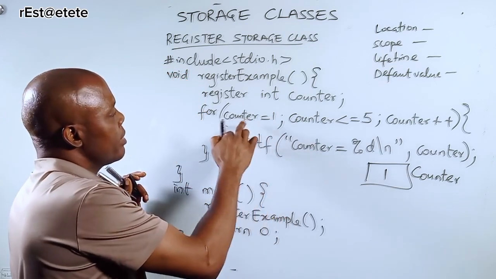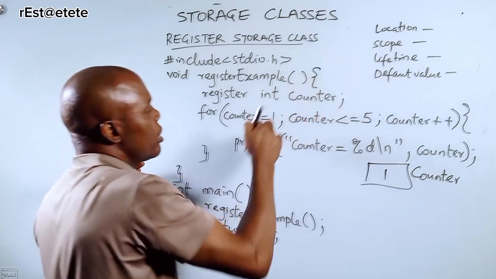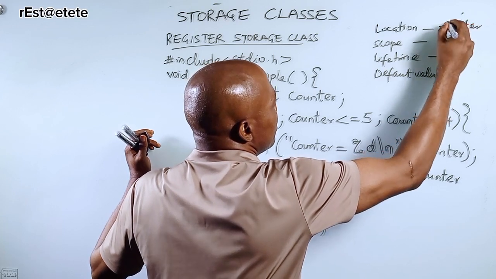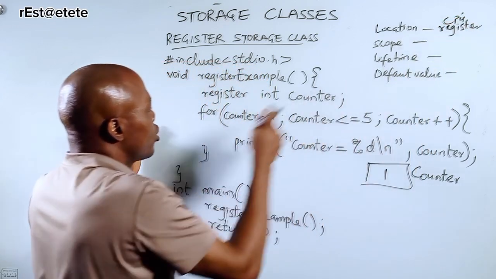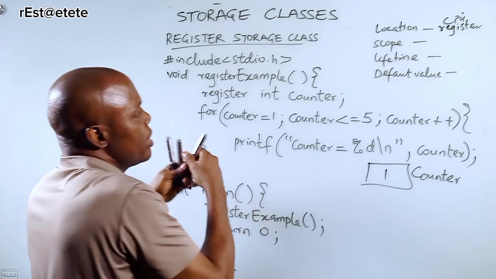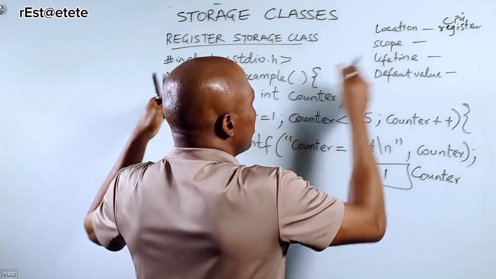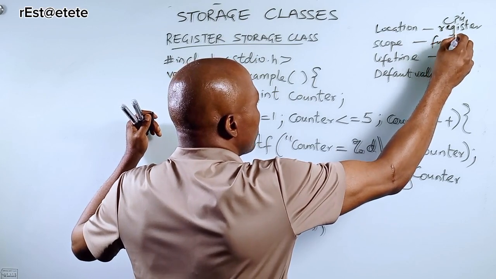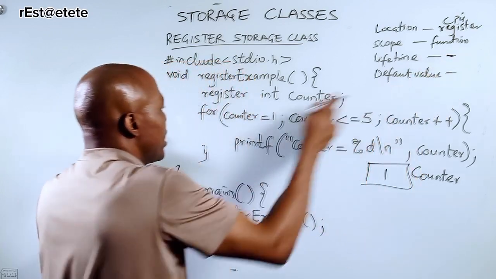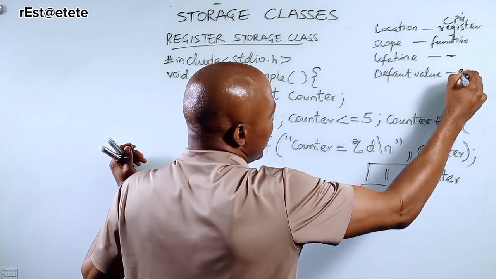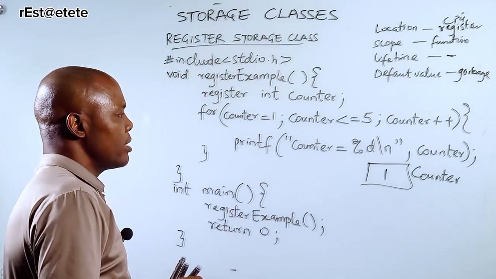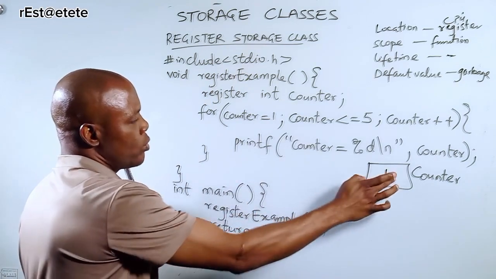So this variable, the location is in what? It is in the CPU register. The scope is within this function, meaning when you exit this function, it ceases to exist. So the scope is just within the function. Then the lifetime is also within this function. And then the default value of register is also what? Garbage value. So that is the default value. So it will initialize it to 1.